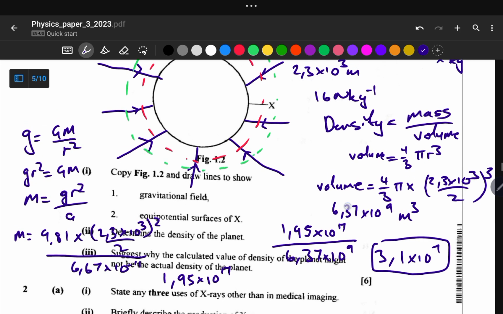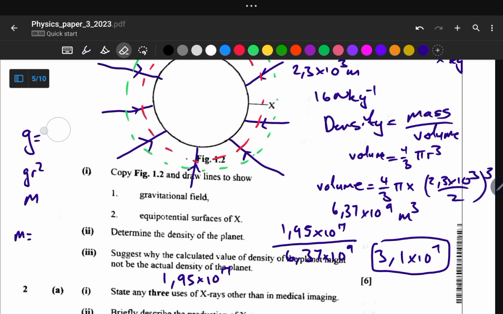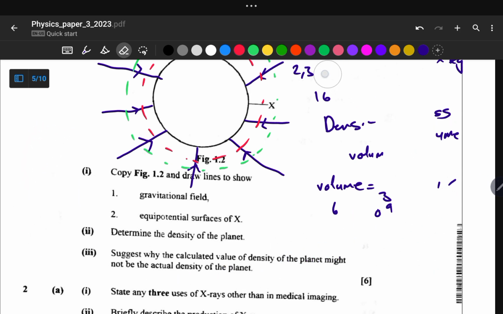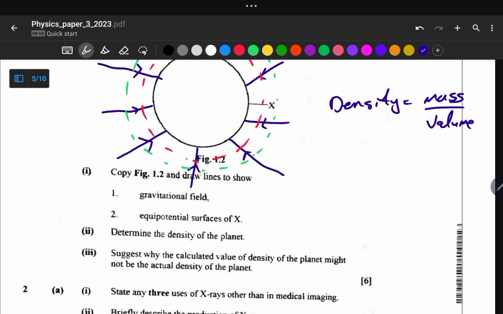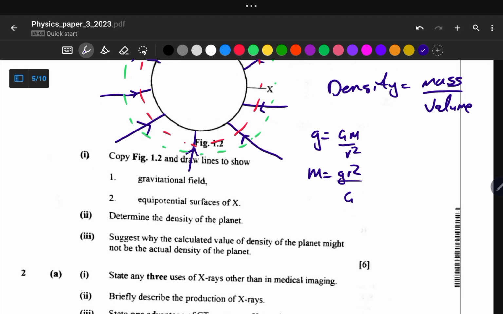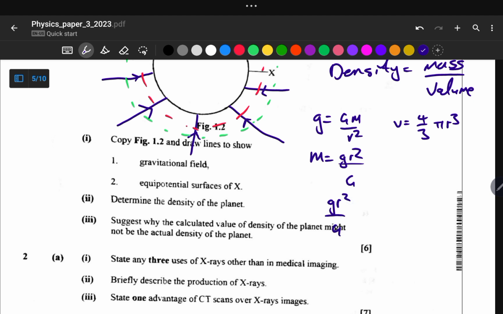But you can use another alternative way to calculate this density. Let us try this other way, which will be the simplest way for us to calculate the density of this planet X. So given that density is equal to mass over volume, and g is equal to Gm over r squared, the mass is equal to g r squared over G. And the volume is equal to 4 over 3 pi r cubed. So let us divide g r squared over G by 4 over 3 pi r cubed.